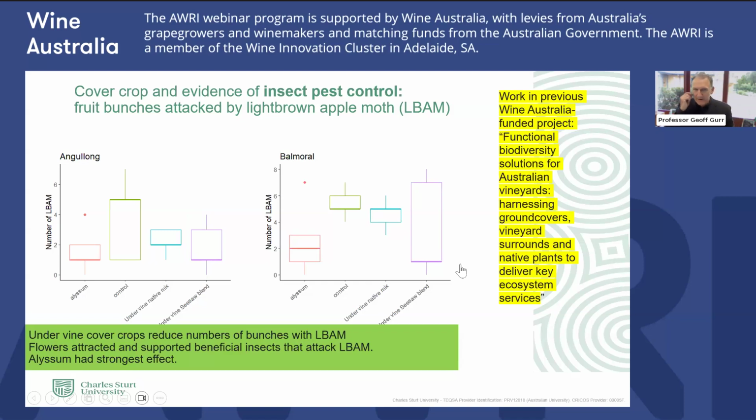Additionally, these plant species that we tested in the earlier project gave us very good levels of control of light brown apple moth, or elbam as we often call it. And it's particularly apparent here for this plant species, alyssum. You can see that compared with our control treatment, which is the spontaneous vegetation, we're getting far lower levels of bunches attacked by elbam here on this Anglong vineyard, but also at Balmoral, where we tested this out. And those reduced levels of elbam attack the bunches also have the knock-on benefit of reducing the level of botrytis bunch rot in those vineyards.